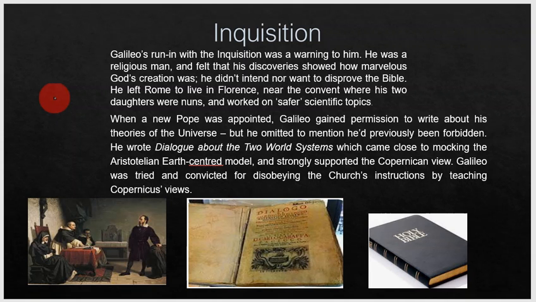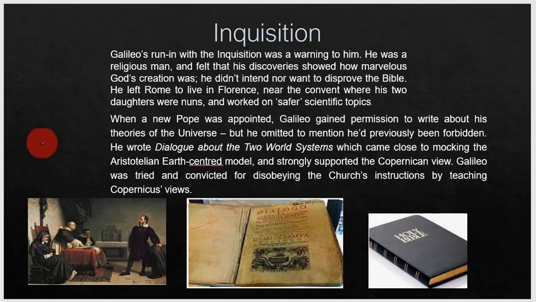He left Rome to live in Florence, near the convent where his two daughters were nuns. So he was a very deeply religious person himself, and worked on safer scientific topics, because these other topics were dangerous for him at the time. When a new pope was appointed, Galileo gained permission to write about his theories of the universe. So these theories that we just talked about, but he omitted to mention he'd previously been forbidden. So he had these theories, and the church didn't agree with them at the time. A new pope came in, gave him the nod, and said, okay, go on ahead, you can work away on your ideas.